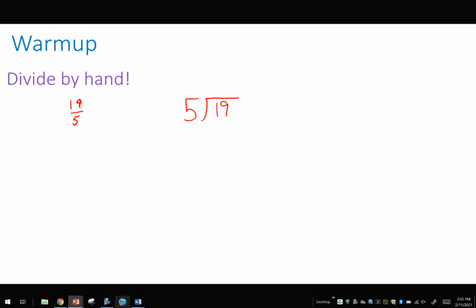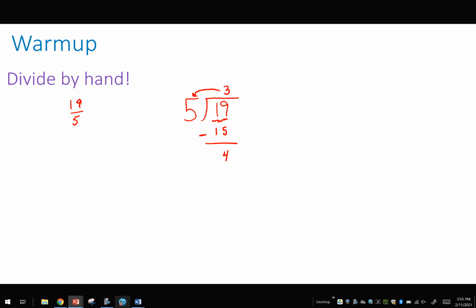So first thing we're trying to figure out, well, can 5 go into 1? It cannot. And so then we extend it. Can 5 go into 19? It can, and at most it can go in 3 times. And so with long division, you would multiply 3 times 5 to get 15, and then we subtract as we go down. So 19 minus 15 would equal 4, and so we have a remainder of 4 because 5 doesn't go evenly into 19.